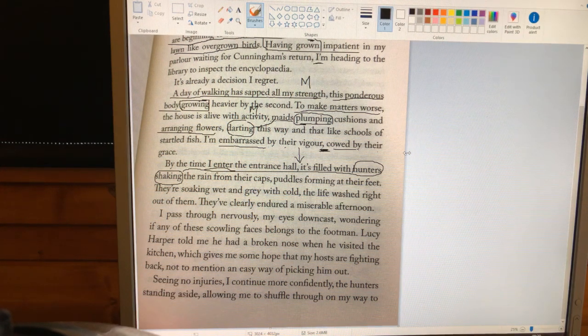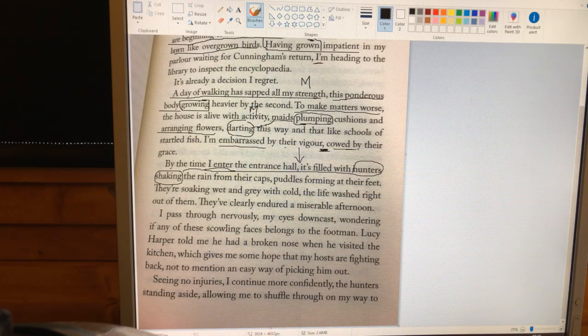It's only when the participle goes further back in the sentence, like what we had with darting. Darting wasn't describing flowers, darting was describing maids, and so we needed a comma before it. But this shaking is describing the word before it, it's describing hunters, so no comma before it.